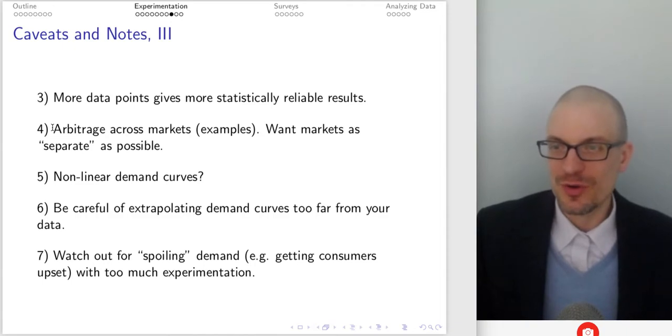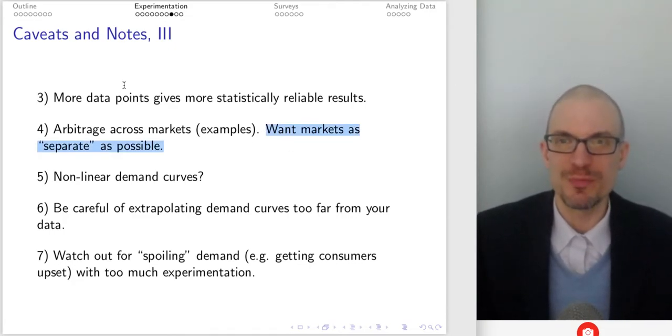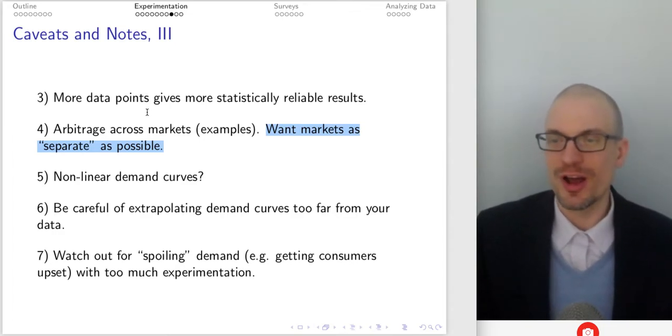All right, so one of the issues you might have would be arbitrage across markets. You want the markets to be super separate. The problem would be, what if I give a discount to one person, they turn around and sell to somebody that didn't get a discount? That's arbitrage, and we want to be able to avoid that situation. Otherwise, it'll contaminate our experimental results.